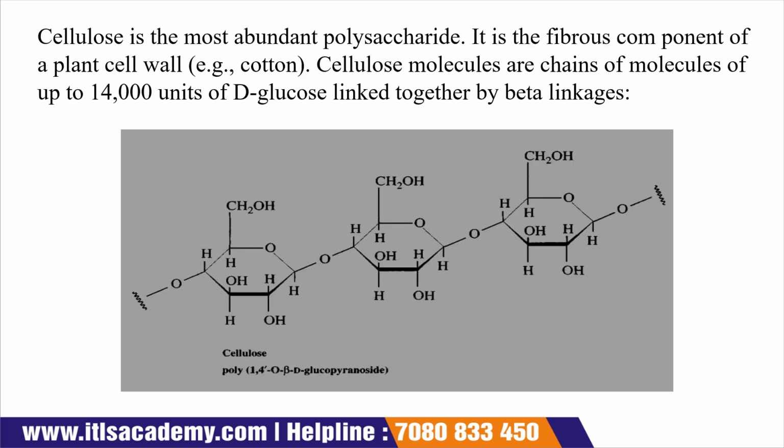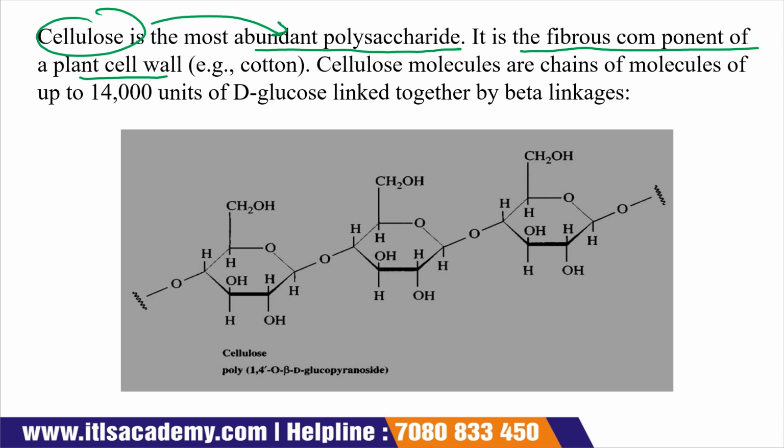Okay. Now the next is cellulose, the most abundant polysaccharide. Cellulose is considered the most abundant form of polysaccharide, and it is the fibrous component of a plant cell wall. For example, cotton.